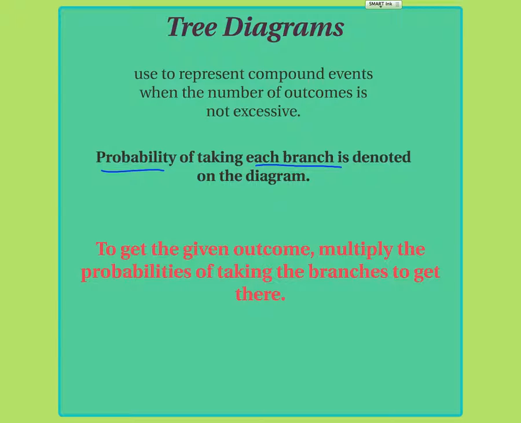And as we already mentioned, to get the given outcome, multiply the probabilities of taking the branches to get there. So that's where the compound comes in. Whatever the probabilities are on that branch, you would multiply those values to get that compound probability.